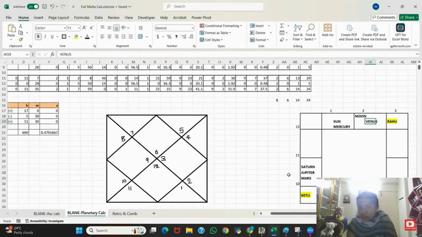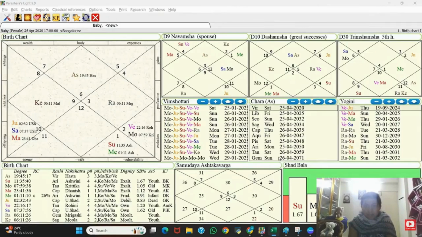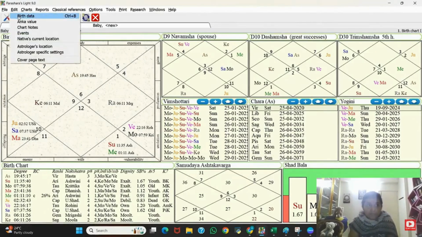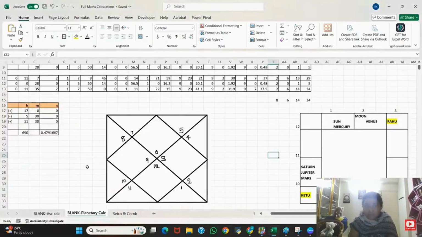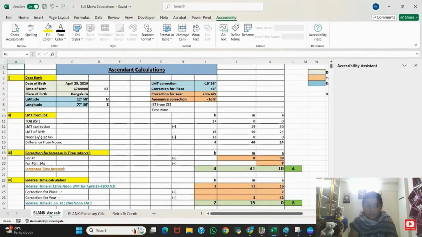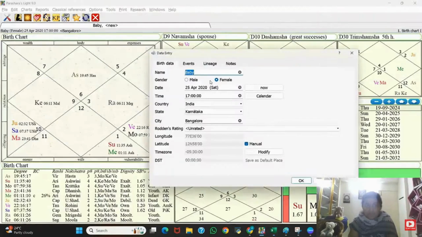So now, as I have plotted the Kundli here, let's try to see what it is in the actual software. So let's try to verify that. Okay, so I have already plotted here. So this is the Parashara Light which I'm using. So 25th of April 2020, 17 hours in Bangalore, as I have taken the time here. Okay, so you can see the same time, these 3 times I have entered, and I have clicked OK.